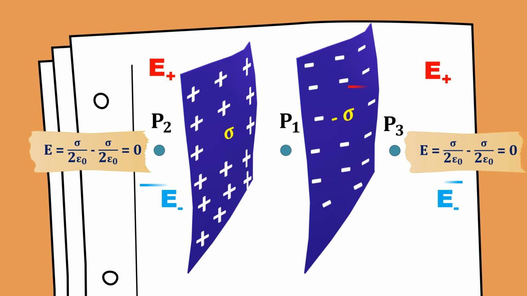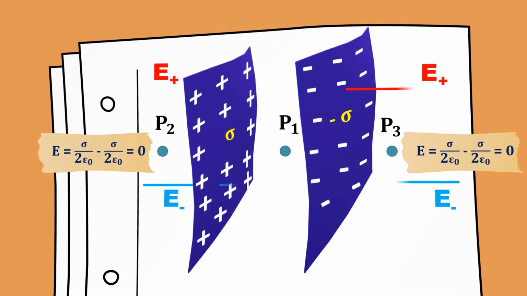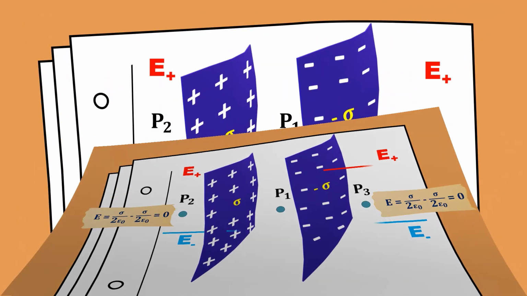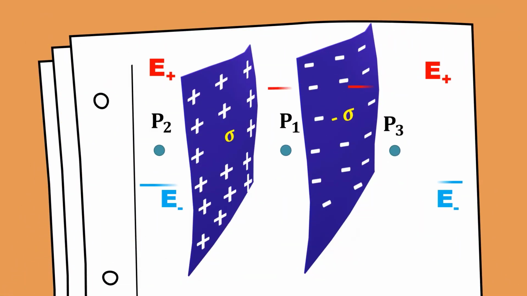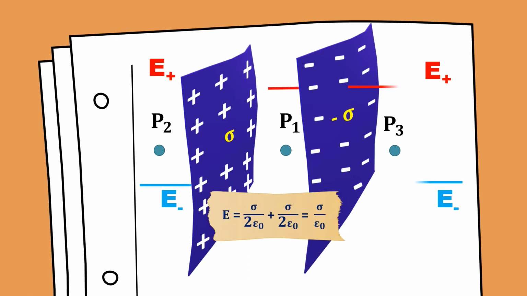At the point P1, the electric fields due to both plates are equal in magnitude and in the same direction. So, the total electric field equals sigma by 2 epsilon 0 plus sigma by 2 epsilon 0. The total electric field is sigma by epsilon 0.